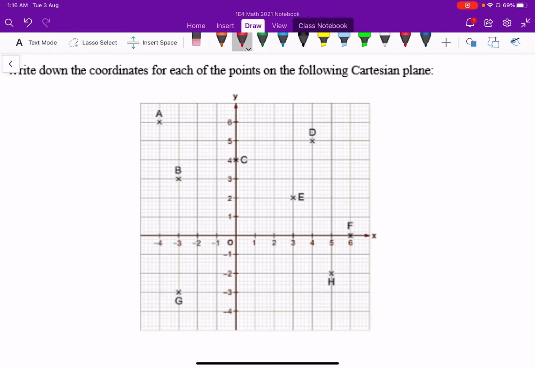Right, so A is (-4, 6), B is (-3, 3), C is (0, 4) because you cut x at 0 and y is 4, D is (4, 5), E is (3, 2), F is (6, 0), G is (-3, -4), and H is (5, -2). Okay.